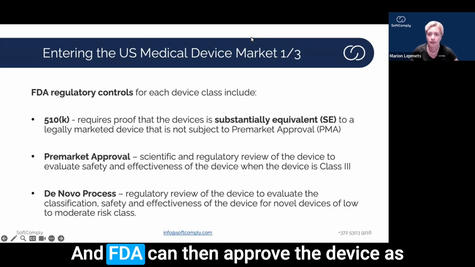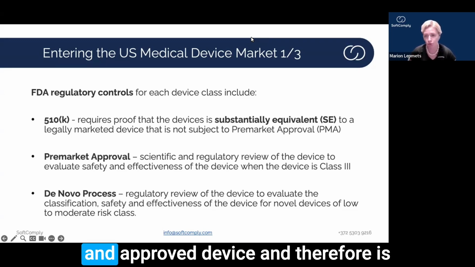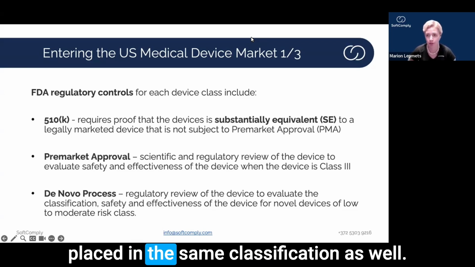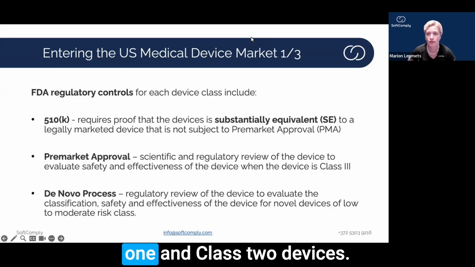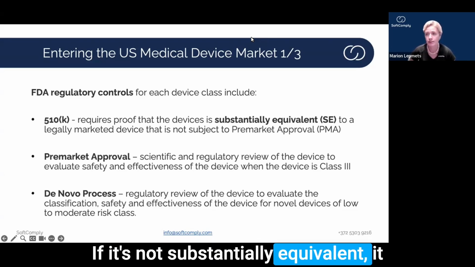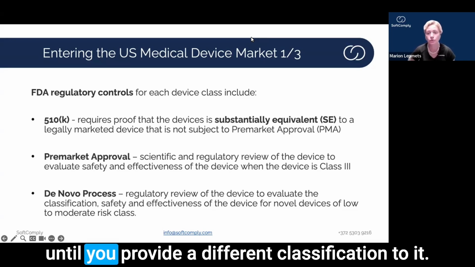And FDA can then approve the device as substantially equivalent to an already existing and approved device, and therefore it is placed in the same classification as well. This is primarily for class 1 and class 2 devices. If it's not substantially equivalent, it automatically becomes a class 3 device until you provide a different classification for it.